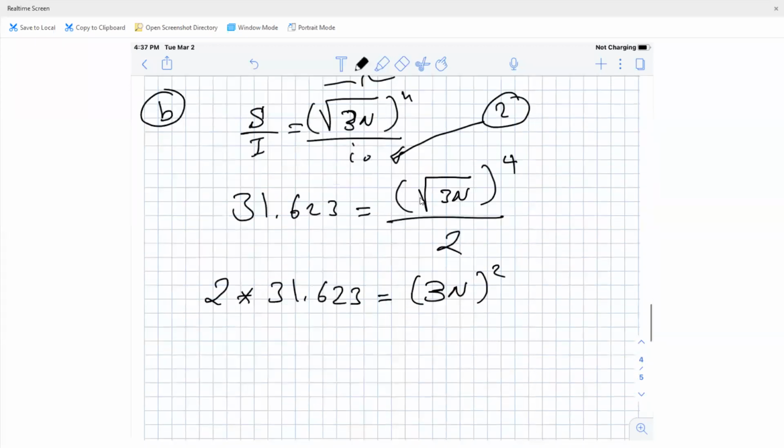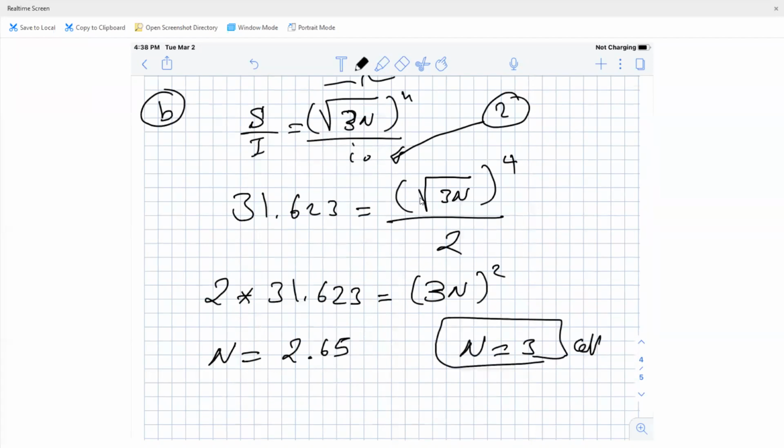Now, solving for capital N again, N will be 2.65. As you know, if you assume that i equals 1 and j equals 1, the cluster size N will be 3. So directly, I am going to assume that the cluster size N equals 3 cells. Okay, now we have 3 cells only.